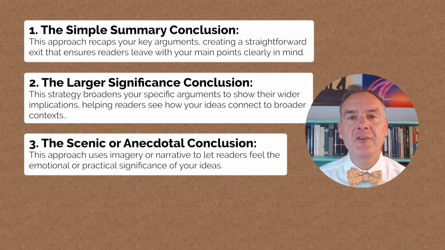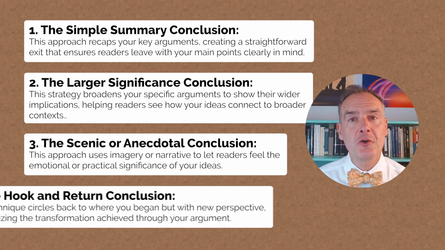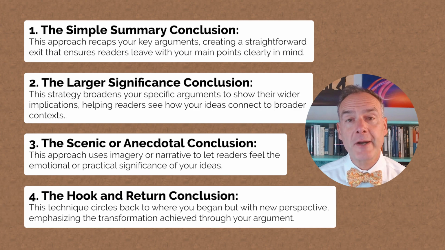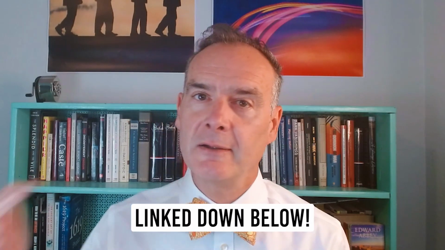This approach uses imagery or narrative to help readers see the emotional significance of your ideas. And finally, four is the hook and return conclusion. This strategy circles back to where you began in the hook of your essay, but with a new perspective, emphasizing the transformation achieved through your argument. Let's look at some specific examples of each type of conclusion. We'll do so using the mental health and social media topic that we used in our video on introductions, which I'll link for you below.